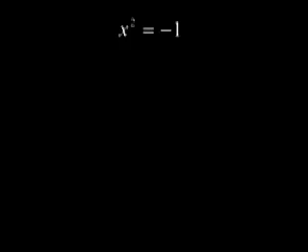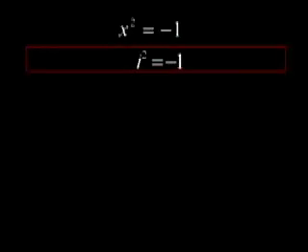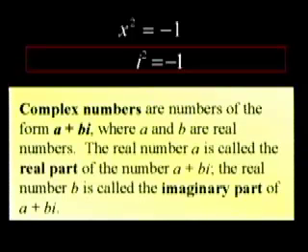To resolve the issue that this particular equation has no solution, mathematicians devised a number that they call i such that the square of i is equal to -1. Therefore, the number i is by definition the square root of -1. These numbers lead to the complex numbers.